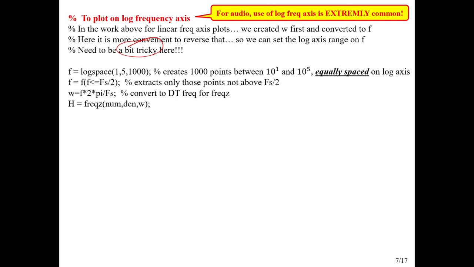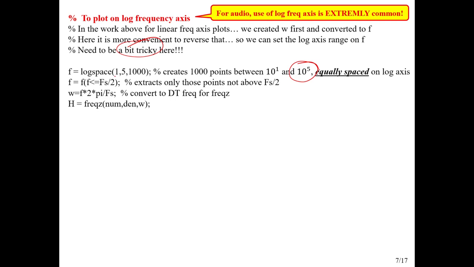So I just created something that goes up to 100,000 Hertz. That's going to be, unless my Fs is 200,000 samples per second, which is pretty high. Every once in a while, we might end up with an Fs up in that range, but not very common. So I've got frequency points that are above my allowable range.